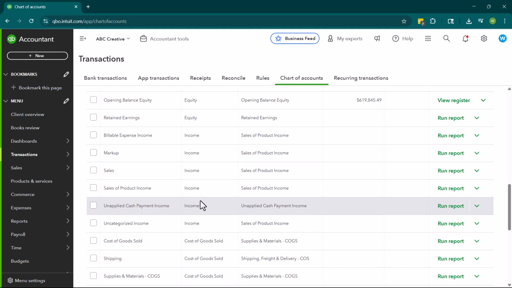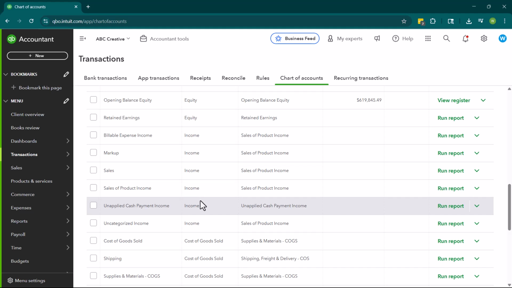Unapplied cash payment income is income that has been collected from a customer, but has not been applied to an invoice. So we have taken a payment and there's no invoice to apply it to. That's going to sit in unapplied cash payment income. Essentially, it's saying, hey, we received cash here. You told us, because you entered it as a payment instead of a sales receipt, it's supposed to be applied to an invoice, but we don't have an invoice in existence here to apply it to, or it hasn't been applied to one.